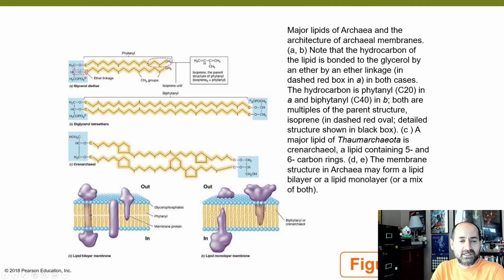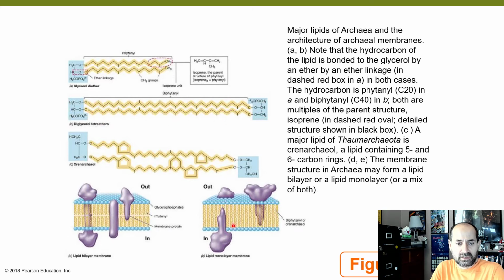So check this out. This should look a lot different than the composition of the eukaryotic or bacterial membrane. Here you have your glycerol diether. That's an ether linkage. Remember, there's an ester linkage in eukaryotes and in bacteria. And here is your diglycerol tetraether. You see, it's a tetraether because you've got 4 of these ether linkages, and these will form a monolayer.